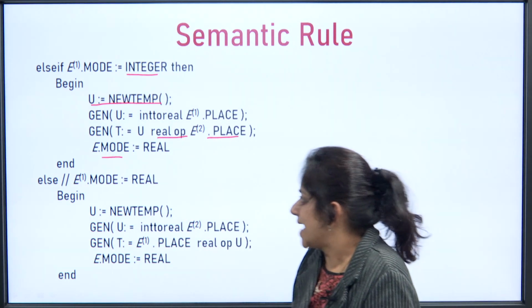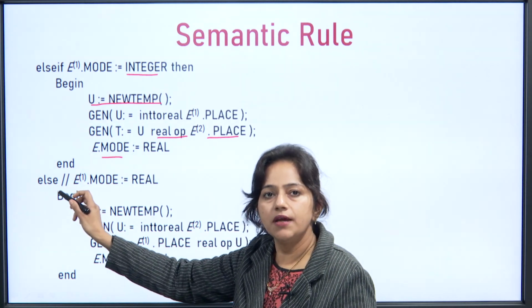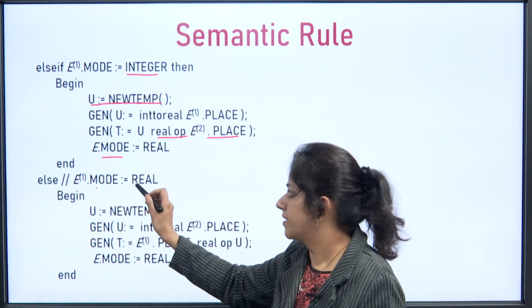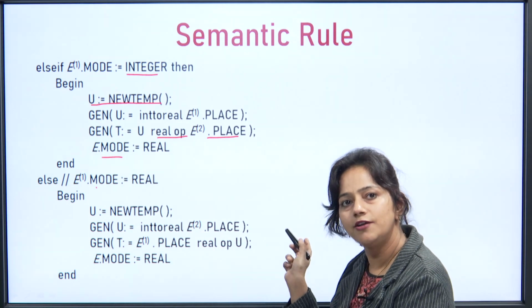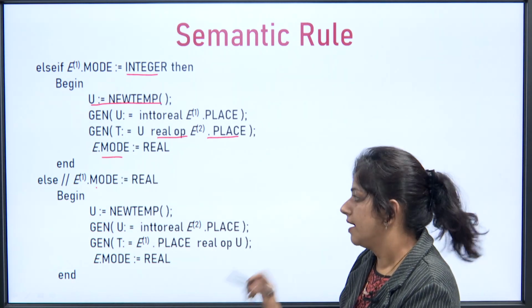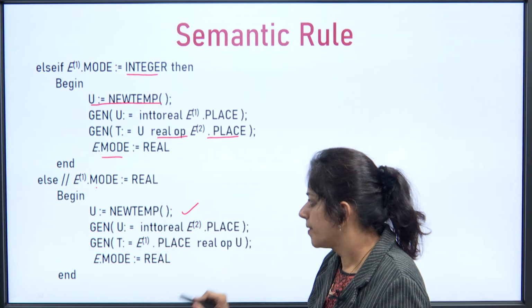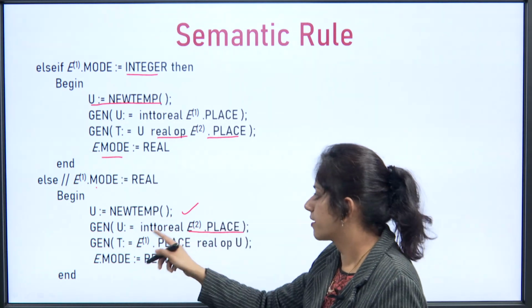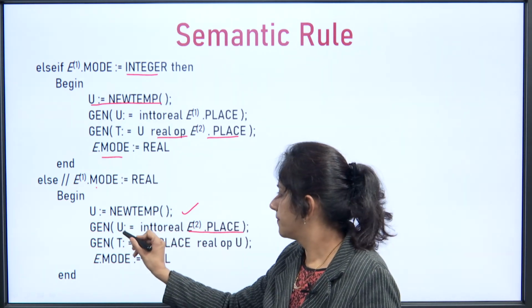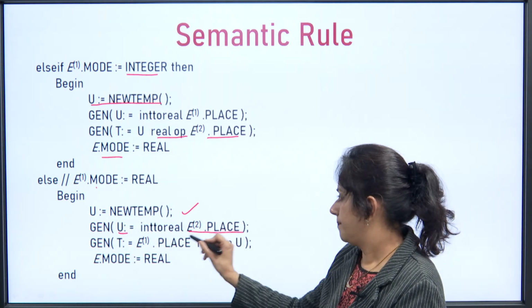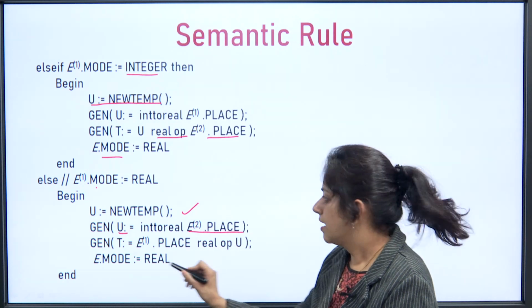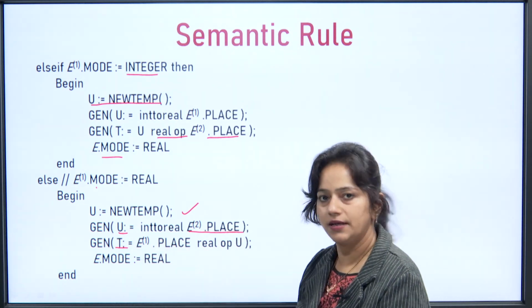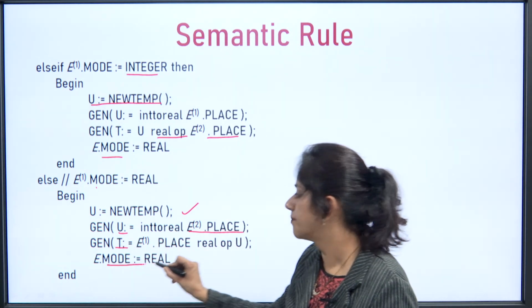The last case, else, is when the first operand is of real type and the second operand, E2.mode, is integer type. In that case again we create u. Now we change the type of the second operand to real, meaning u is equal to integer-to-real of this, then we compute t, and then we set E.mode to real.